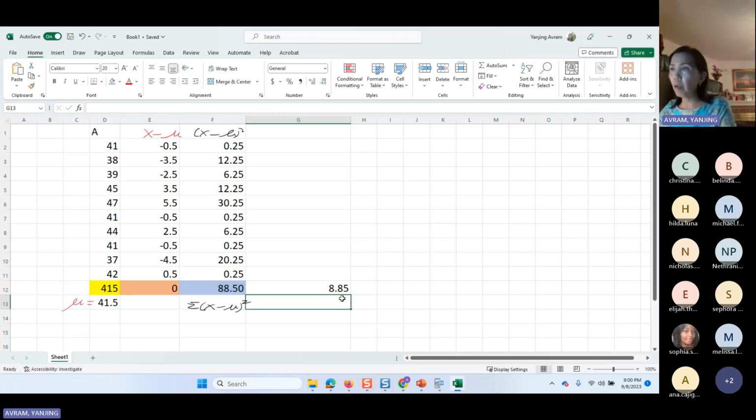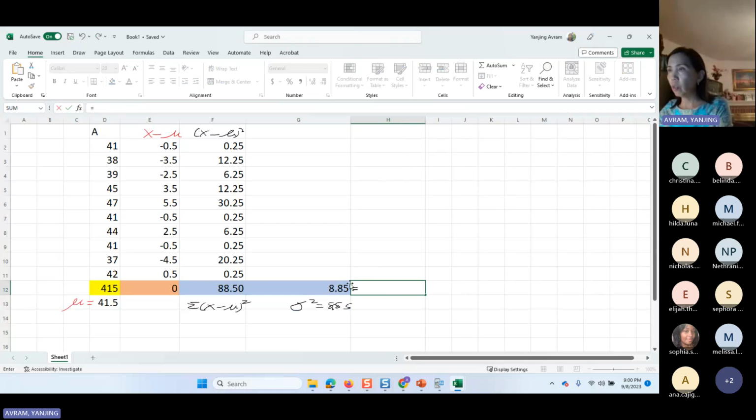All right, so that is called my variance. Okay, this one is called variance. Variance is the sigma square. So my sigma square will be 8.85. All right, and then if I take a standard deviation, take a square root. So take this one square root. Let's just round to one decimal point. Okay, so this will be my sigma, my standard deviation, which is 3.0.